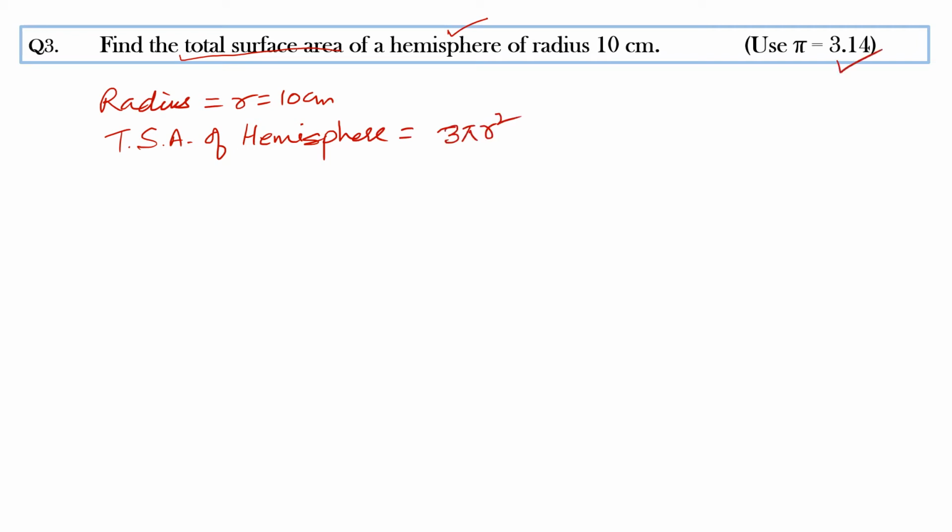Here value of pi is 3.14. So 3 pi is 3.14. R square, that is 10 into 10 centimeter square, and on multiplying these three we get answer as 942 centimeter square. You can do the calculation yourself, just remove the decimal and do the simplification. Now let's move to next question.